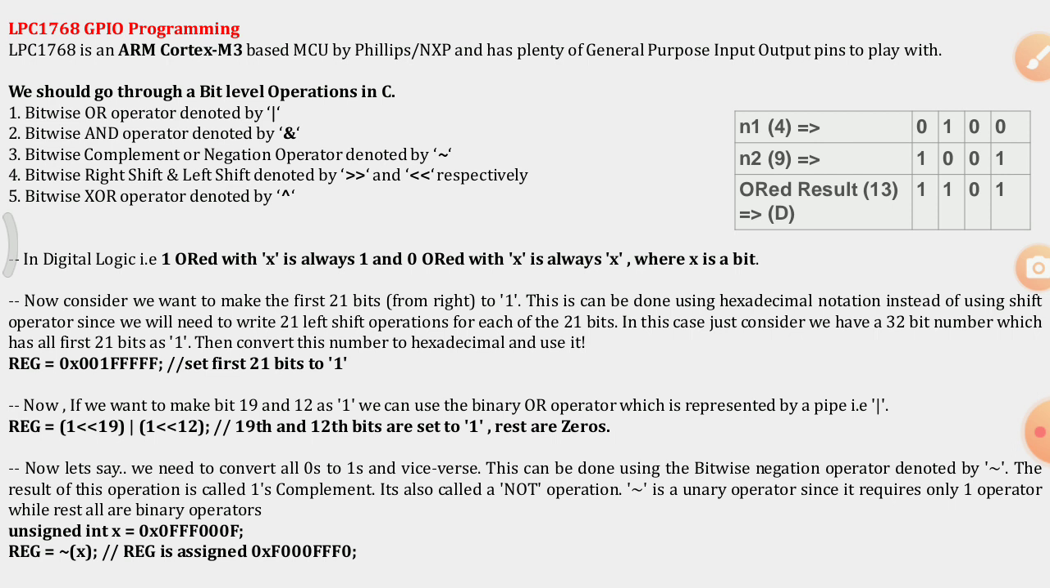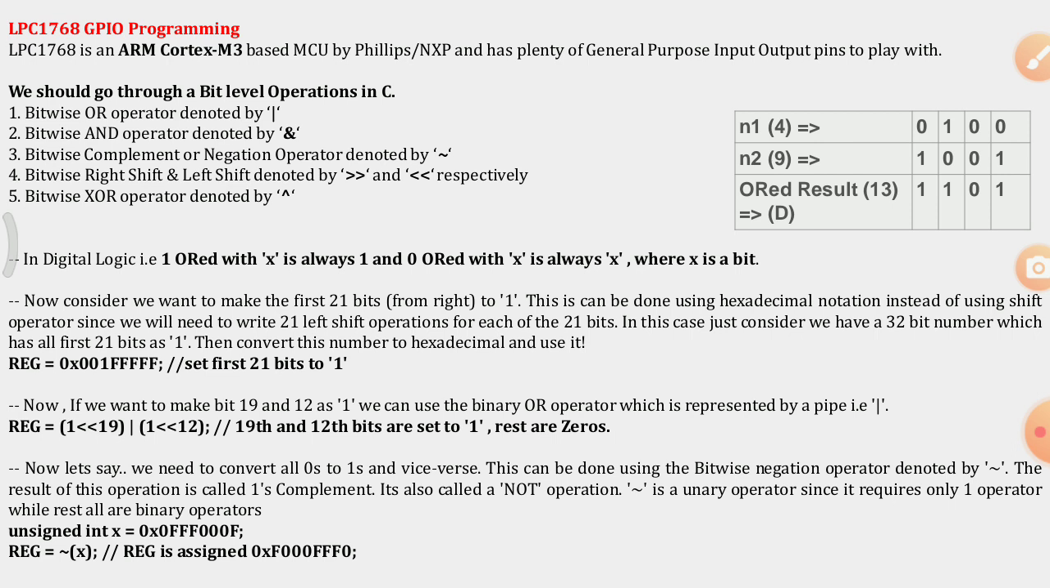Basically there are 5 bit level operations: bitwise OR, bitwise AND, along with the symbols given up here, bitwise complement, that is the NOT gate, bitwise right shift as well as left shift, and then the bitwise XOR operator.